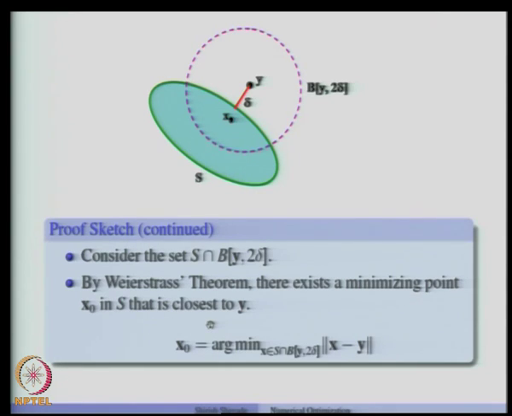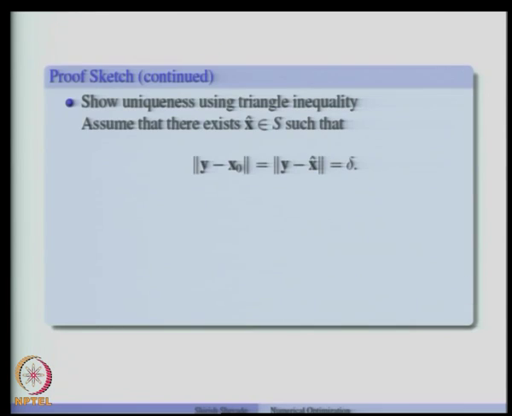Now, what is the guarantee that this point is a unique minimizing point? So, let us look at how to show the uniqueness of this minimum point. The idea is to use the triangle inequality. So, let us assume that there exists some x naught which belongs to S, and some x hat, such that the distance between y and x naught and the distance between y and x hat are the same as delta.